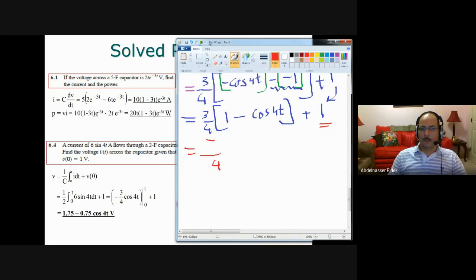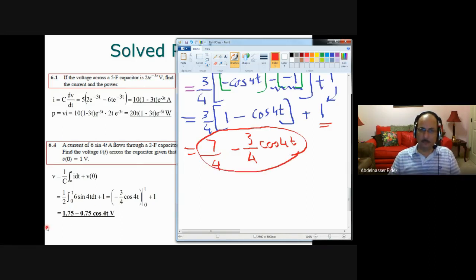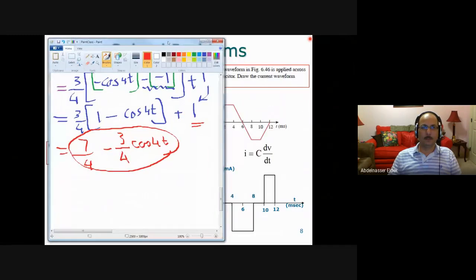So it will be 7 over 4 minus 3 over 4. Then this will be the answer, like the ones that we have here. Okay, so this is the detailed solution for this problem. Let us see the next one.